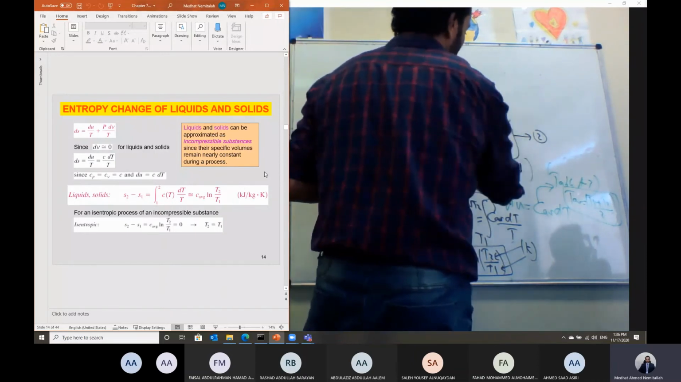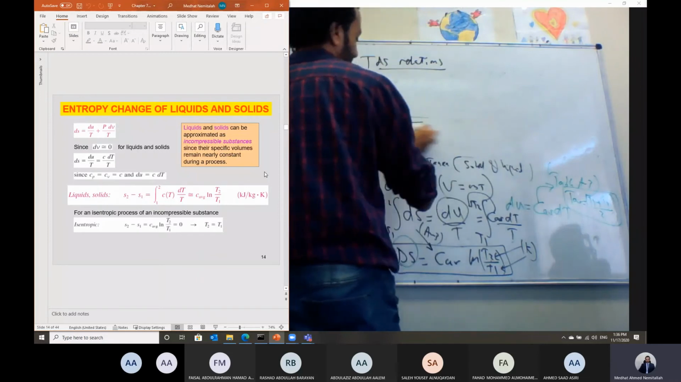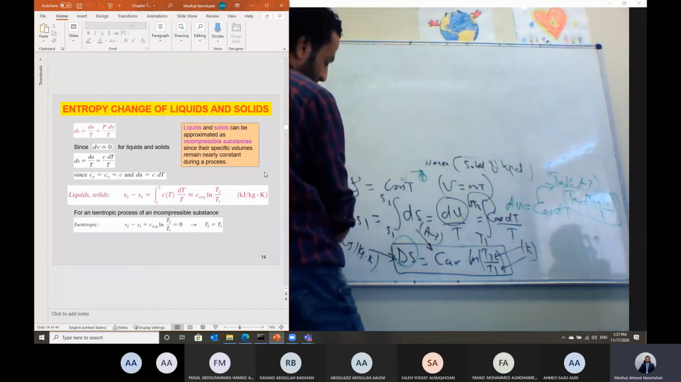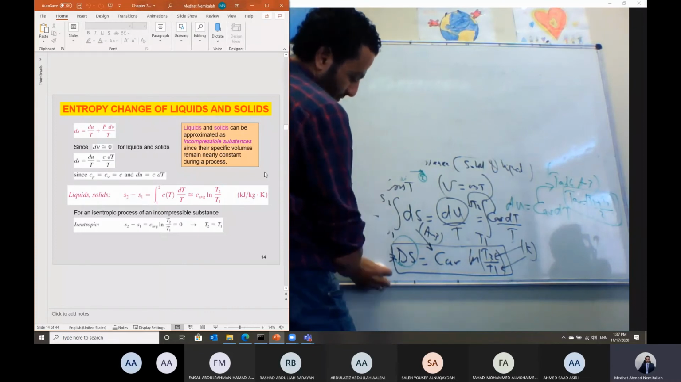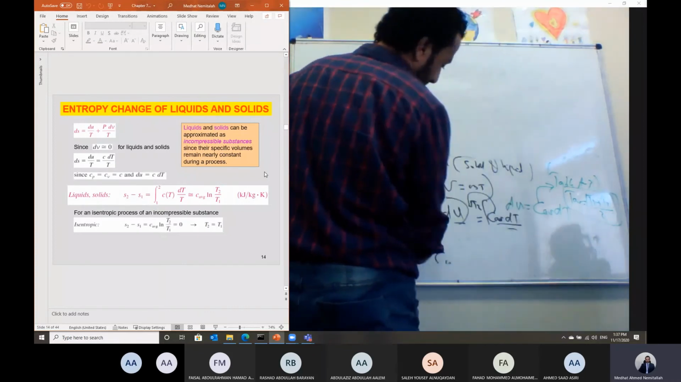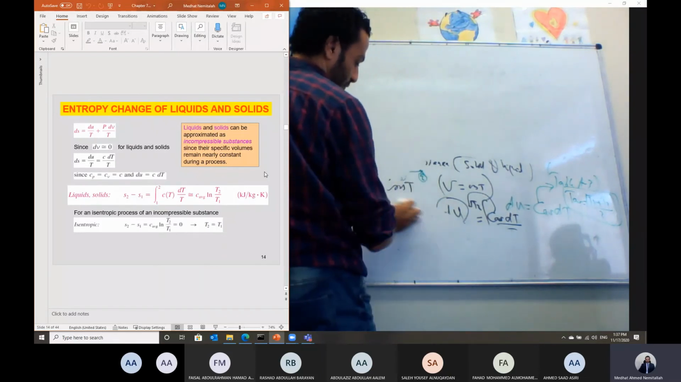You will find in this chapter we are writing too many equations, but those equations can be developed. You don't need to keep everything in mind, but you have to keep your understanding so that you can develop the equation.